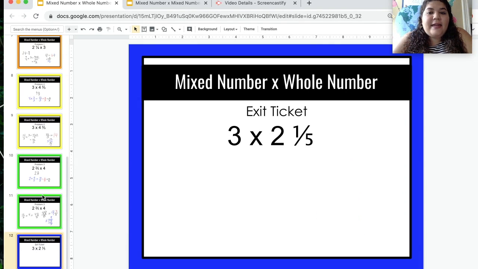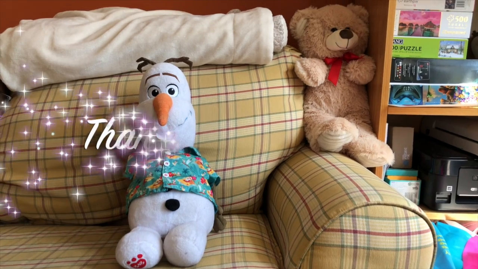All right, and then now all that you have left is the exit ticket. So today's exit ticket is 3 times 2 and 1/5. Remember, you need to change this mixed number into an improper fraction first in order to multiply. And then if your answer ends up being an improper fraction, then you're going to need to switch it back into a mixed number. Thanks for watching.